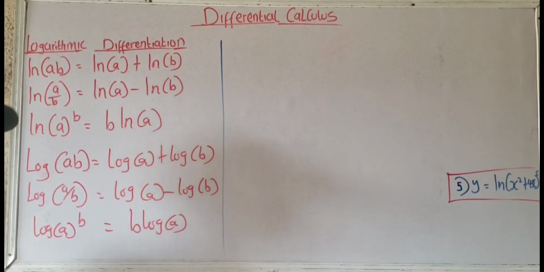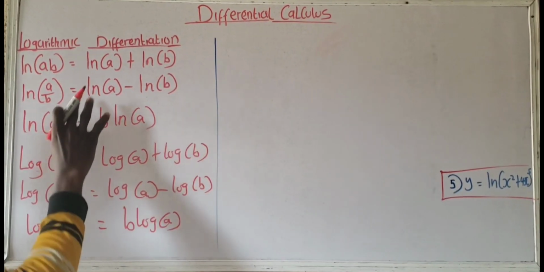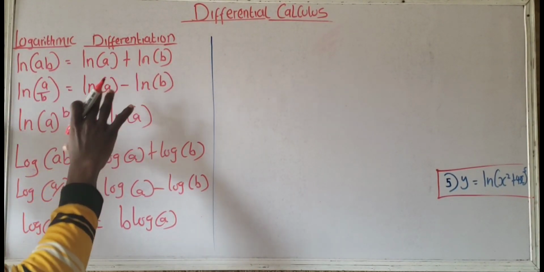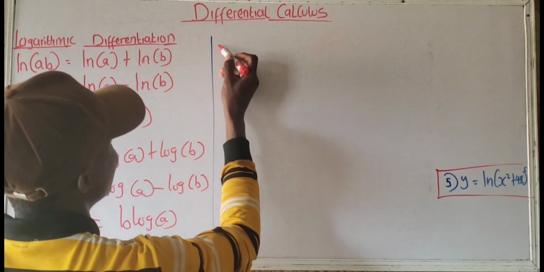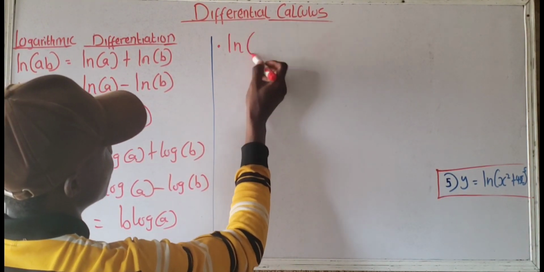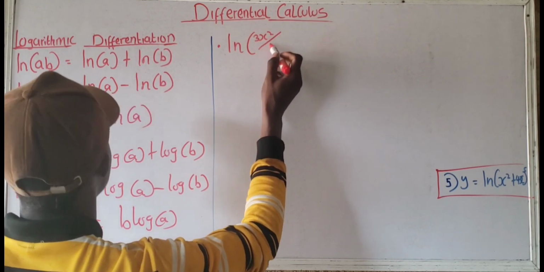Now, I want to teach you how to expand. We are going to be using these rules to expand the logarithmic function that we are given, okay? Now, let's say you are asked to expand ln of 3x squared all over 4z.